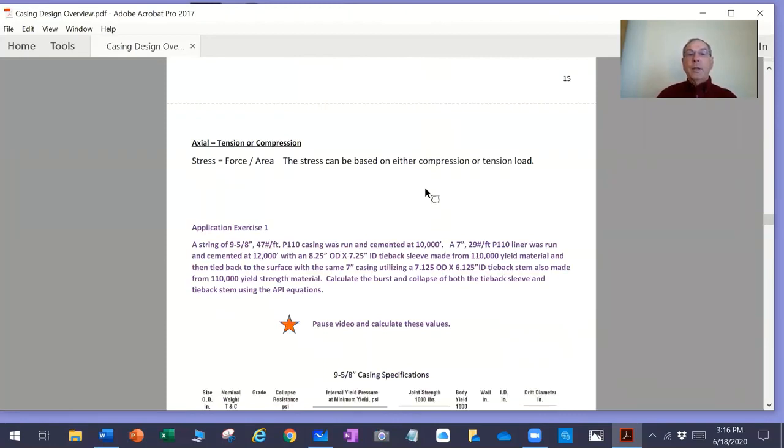Now, axial stress is just, we know that stress is force divided by area. And the stress can be based on either compression or tension load. Up at the top of a well, the structural pipe may have an extremely high compressive load because it's having to support all the weight of all the casing strings. But for the majority of our tubulars, it's a tensile load. So tensile load is, I call it, the overriding axial load that we have to use in doing most of our design work.